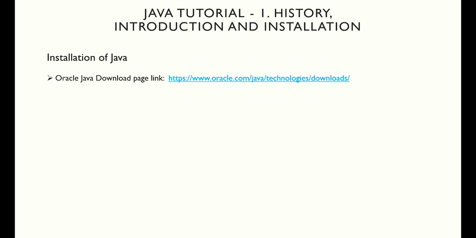Here is a direct link to the Java downloads page. Usually it loads the most recent version of Java. Here it will be JDK 20. You will be able to see the different OS options available: Linux, macOS, and Windows. Choose your desired OS. I am using Windows, hence click on the Windows tab.